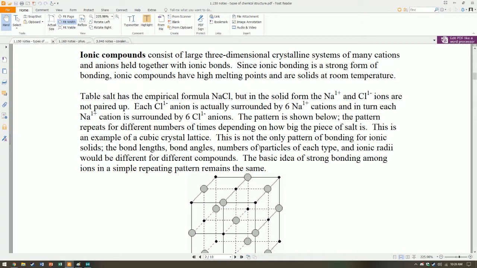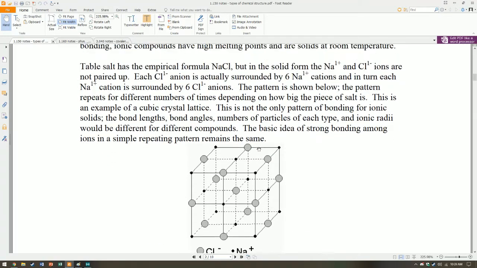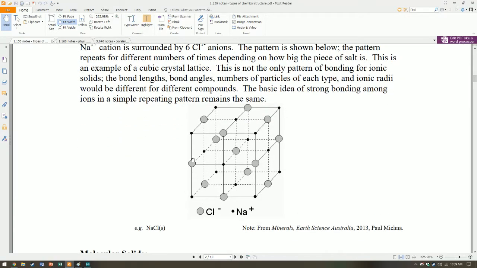Ionic compounds consist of large three-dimensional crystalline structures, many cations and anions held together with ionic bonds. So ionic bonding is not just between an Na and a Cl, it's between a lattice of them. So this is what we look at. The big gray dots are chlorines and the small black dots are sodium. So this sodium here is bonded to 5 chlorines by an ionic bond. So this one, this one, this one, and this one. And then similarly, this pattern repeats over and over again. It's actually 6, but since we cut the face off, there would be another Cl in front, but that's beside the point.